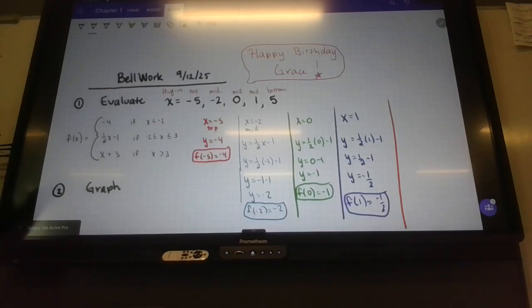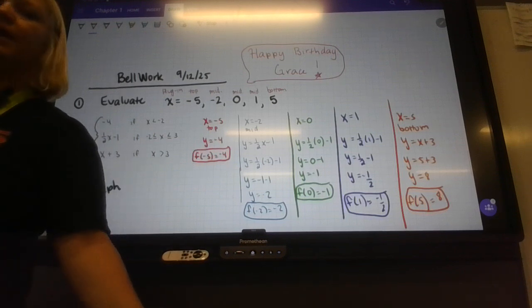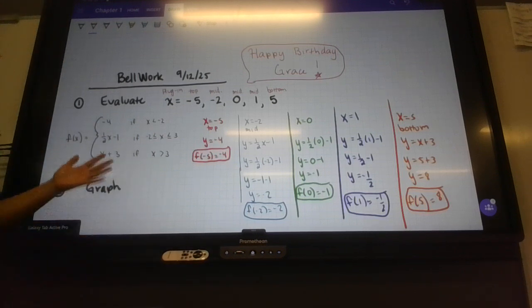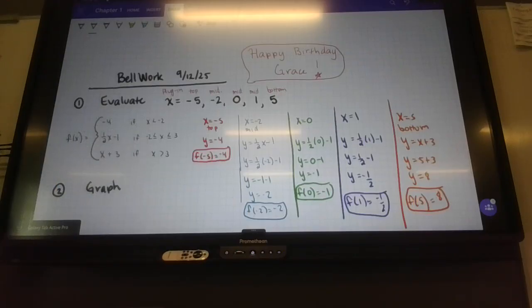And lastly, 5 goes into the bottom, which is y equals x plus 3. So y equals 8. So I say f of 5 is 8. A lot of work. How do we evaluate 5 different values? Had to pick the right piece, plug in, and solve. Now I actually have 5 points on the graph if I wanted to use them.